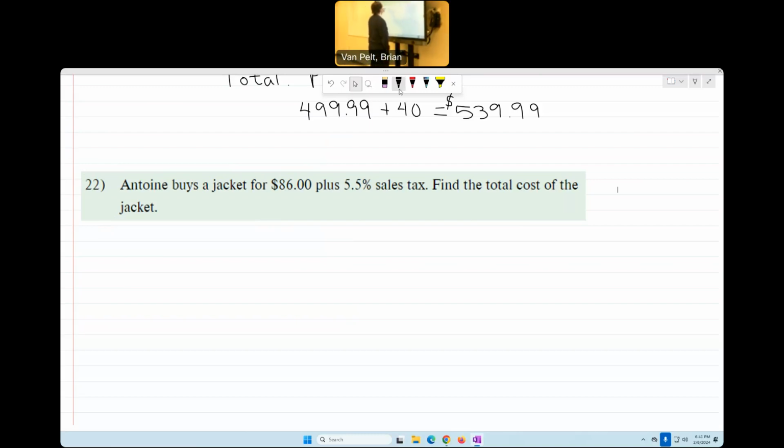So we've got $86 times 5.5%. As you convert this, unless you like to use the percent button. This is the one button on the calculator I just don't trust. So I'm going to put 86 times 0.055. And then you're right, it came out to 4.73.